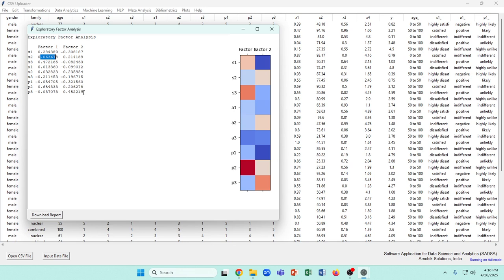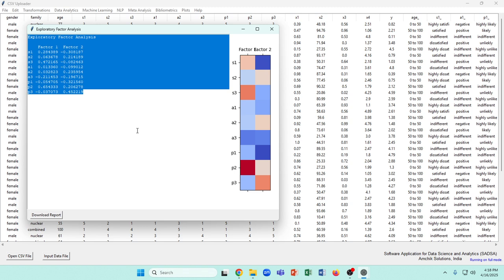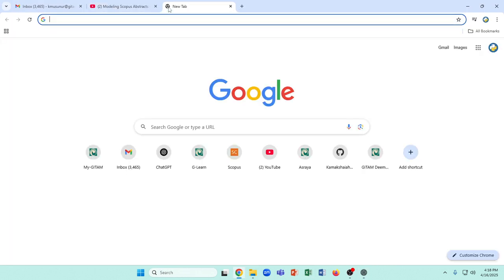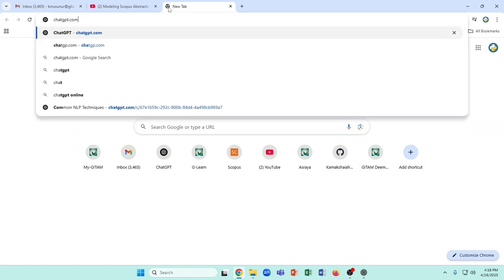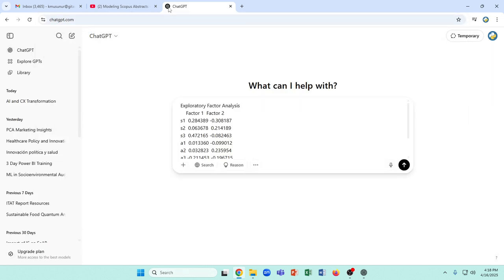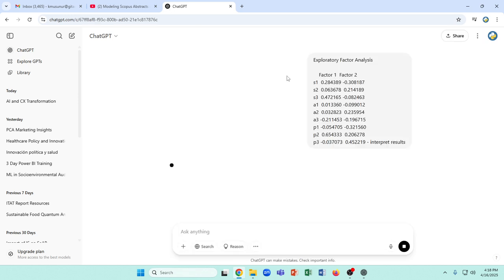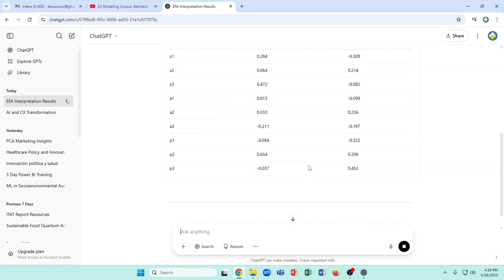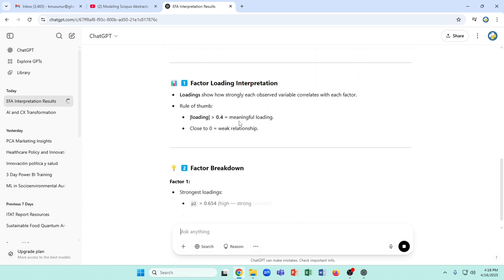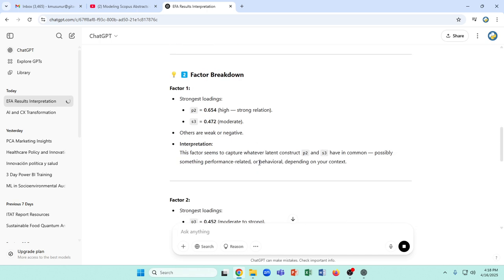The factor loadings can be obtained from this software application. If you are not sure how to interpret this in a meaningful way, straight away go to ChatGPT, copy this, and ask it to interpret the results. Loadings greater than 0.4 are strong, and loadings close to 0 indicate a weak relationship.